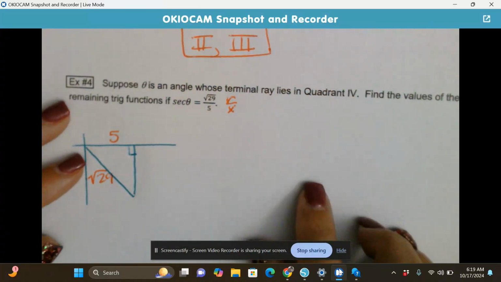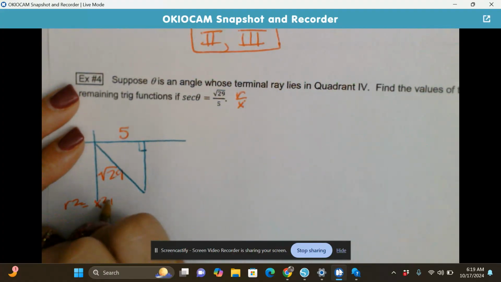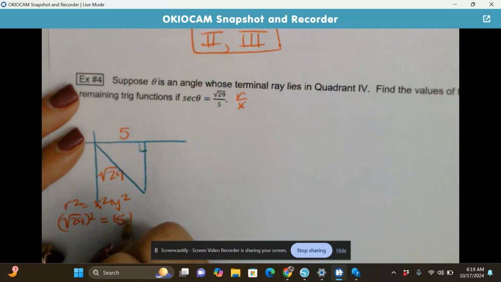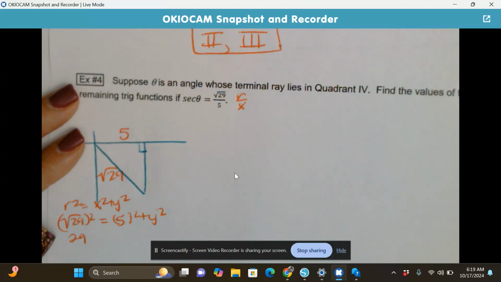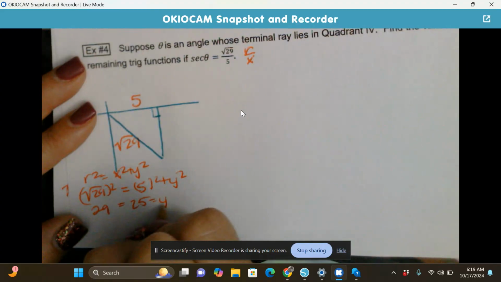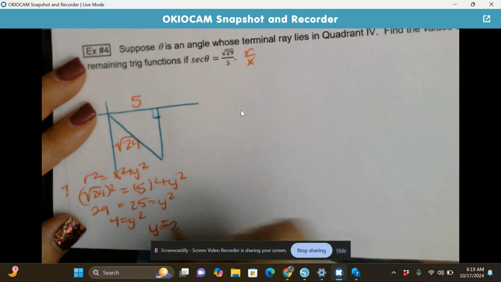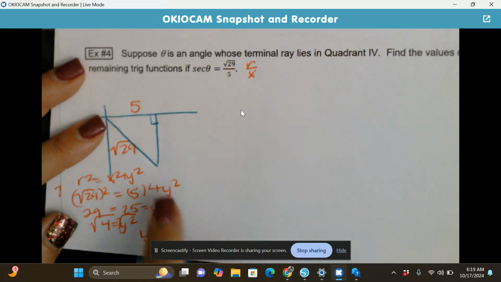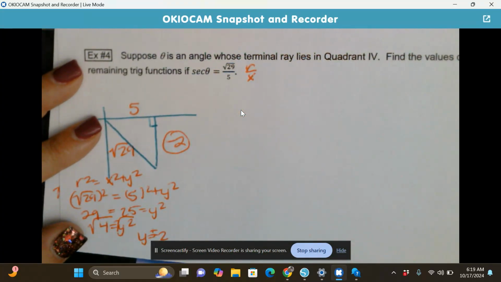So now again, we've got to find our missing side. And we're just going to work backwards here. So r squared equals x squared plus y squared. So the square root of 29 squared equals 5 squared plus y squared. So square root of 29 squared is going to give me 29. And then 5 squared is going to give me 25. So that gives me 4 is y squared, so y is 2. And it could be plus or minus 2. And because we are in quadrant 4, we know that our y value is going to be negative. So here we go.